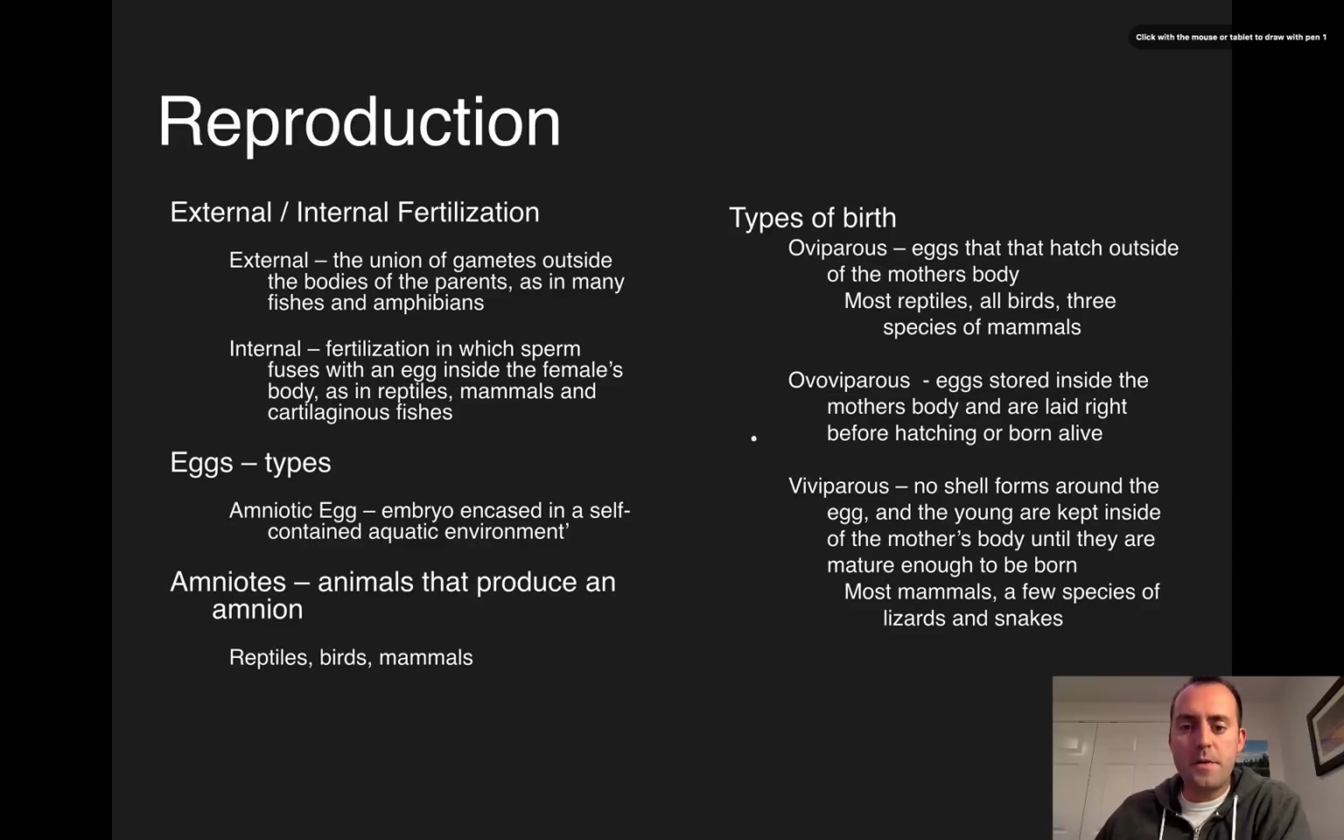And the last type of birth is called viviparous. Viviparous animals form no shell around their eggs. The young are kept inside the mother's body until they're mature enough to be born. Most mammals, except for the 3 that were mentioned up here, are viviparous, but there are a few species of lizards and snakes that are also viviparous.